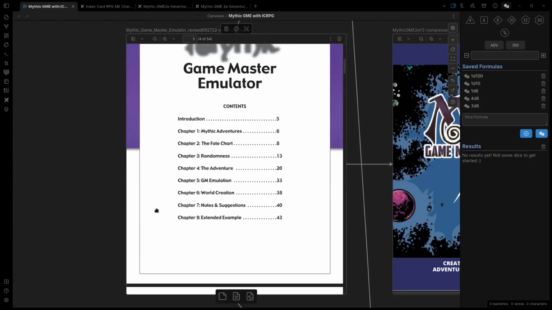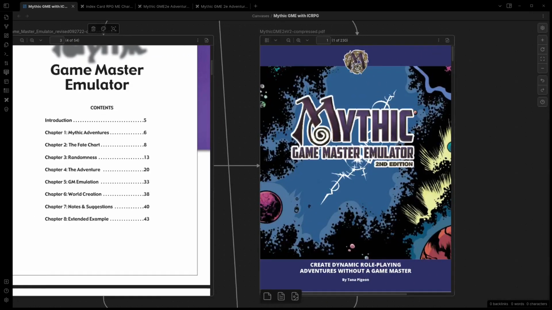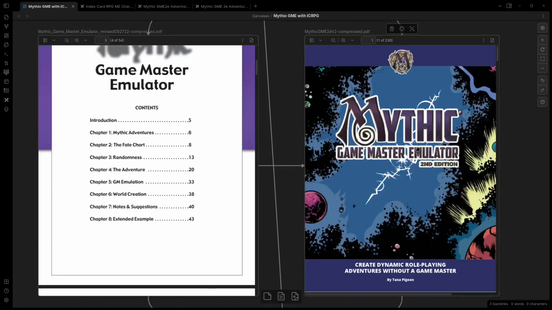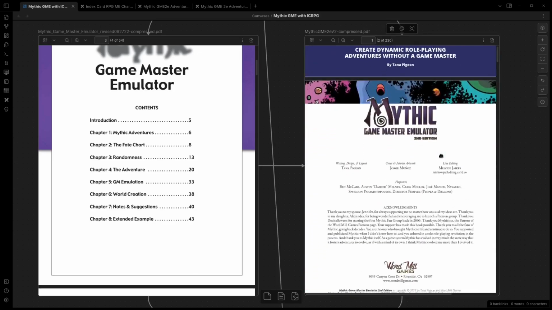This is the version that I learned and mostly stick with, whereas the Mythic Game Master Emulator 2nd edition came out in 2023 in hardcover. It has considerably more, at a 230 page count.